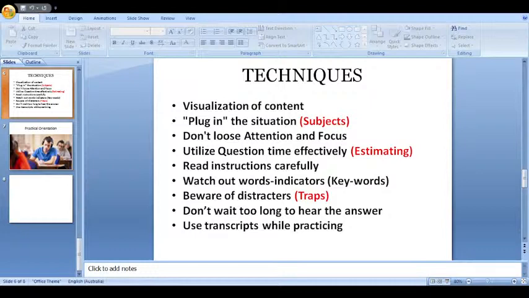But in this case, ट्रैप्स से बचते बचते, the next heading is do not wait too long to hear the answer. Means that आप समझें कि ओके ये भी ट्रैप है, ये भी ट्रैप है, ये भी ट्रैप है, इसको आप माइंड से निकालते जाएं और at the end next question की बात करना शुरू करते हैं.